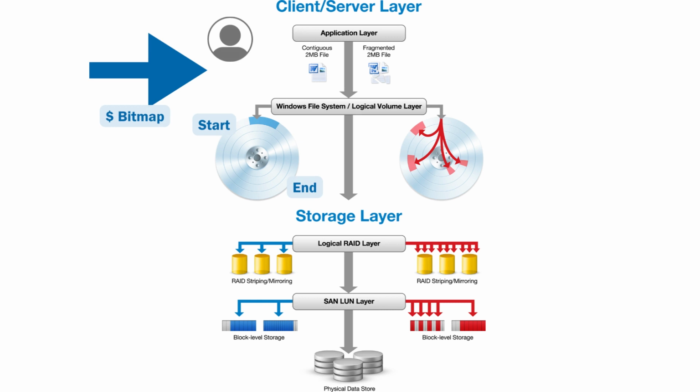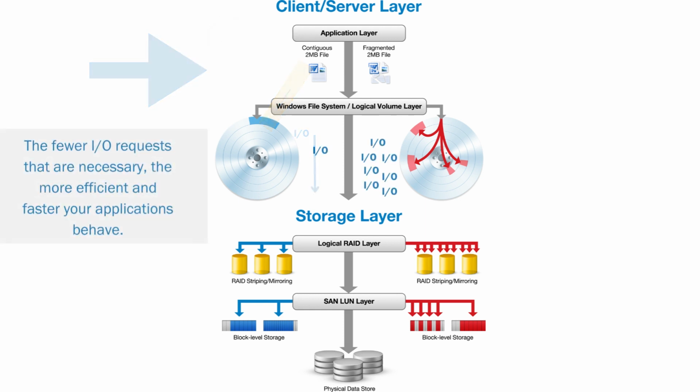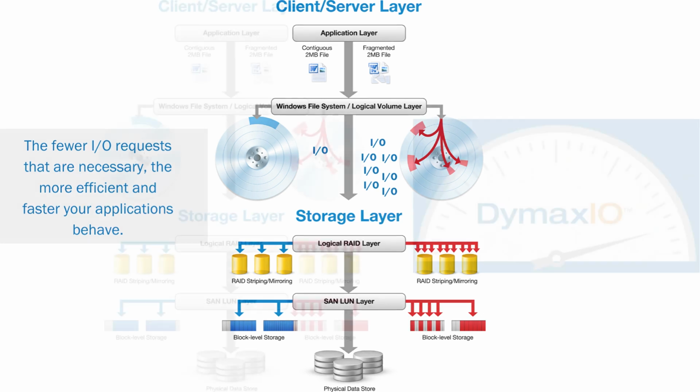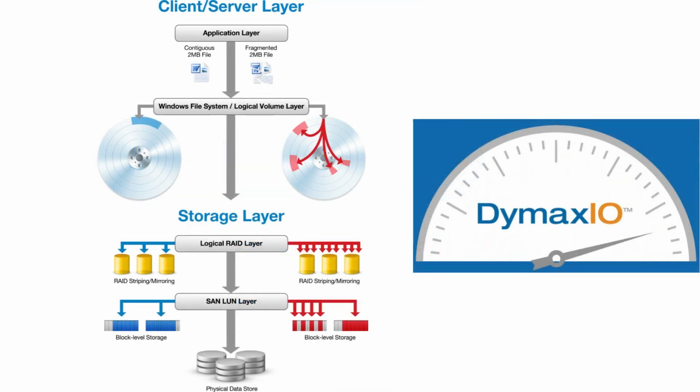Well, it's got to communicate to the $bitmap file, and the $bitmap file again sees a start and end location of all the clusters that are represented down at the physical storage level. And in this particular case, if it finds a chunk of free space that's big enough to contain the entire file, then only one I/O request is necessary to filter on down. So again, it becomes a question as to how many I/Os do you really want to do? The fewer number of I/O requests that are necessary, the more efficient, the faster your applications behave.